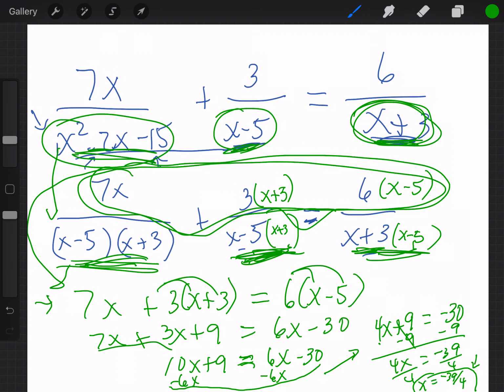But for your work, for me, you only have to tell me this. You don't have to tell me about the excluded values.